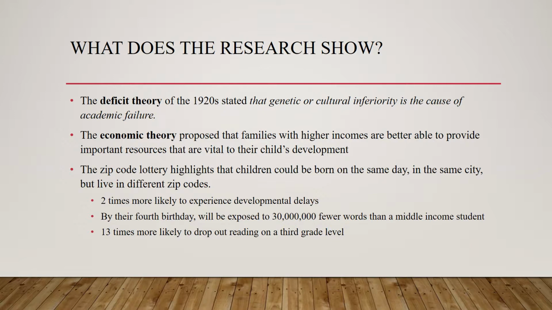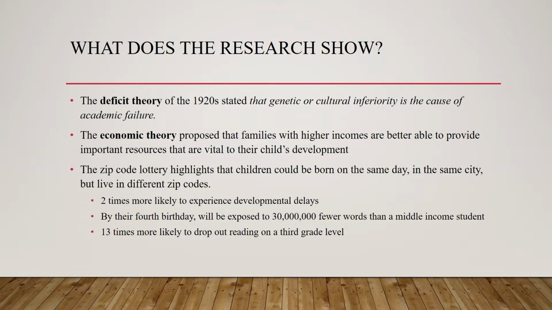The next theory is the economic theory, and this proposed that families with higher incomes are better able to provide important resources that are vital to their child's development, which goes back into that last point of the deficit theory.